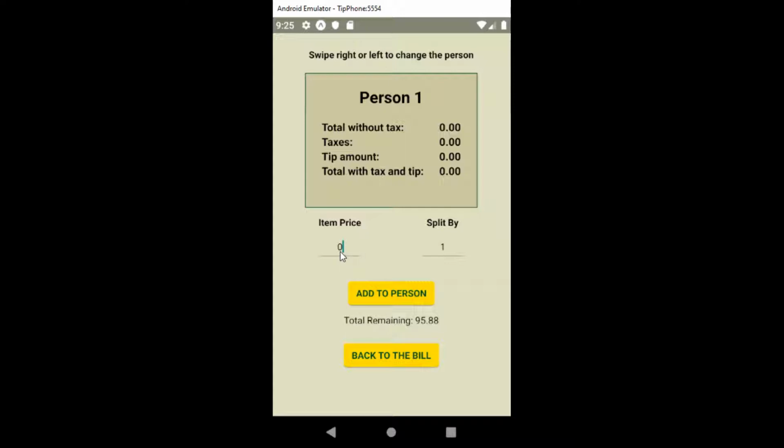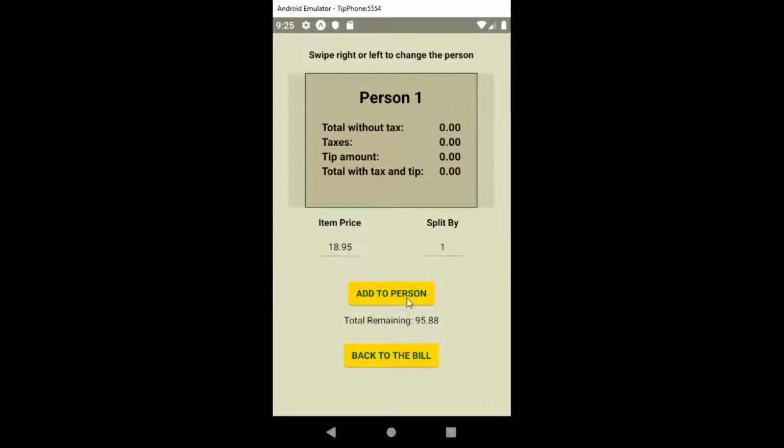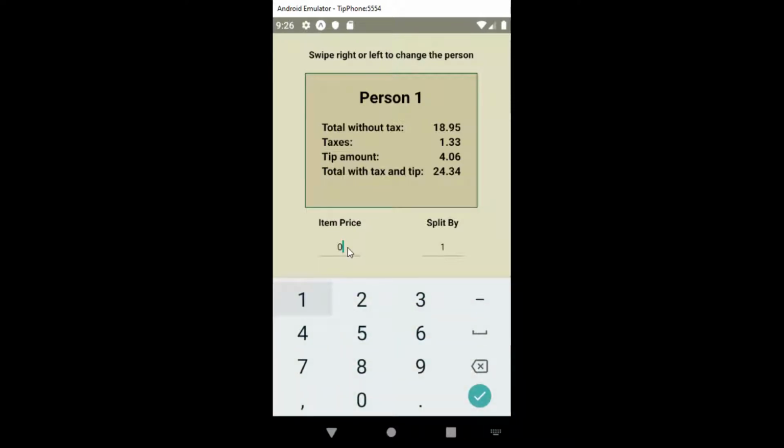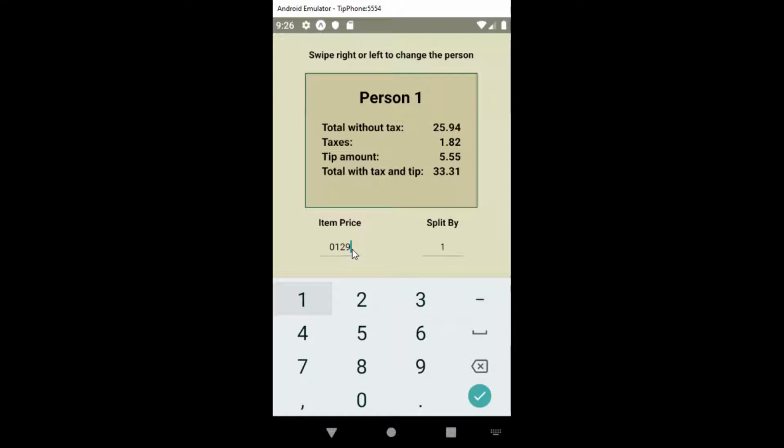I'm going to enter in the value of each of the individual prices, and this lets me know how I want to split this. So this would be person 1's entree. So we're going to just accept that, and we're going to say add to person. This now increases the total amount, their taxes, and the tip amount for that item. This person also had an adult beverage, and they had that by themselves, so we'll add that to their total as well. And then we also had the appetizer, and that was shared by 3 individuals.